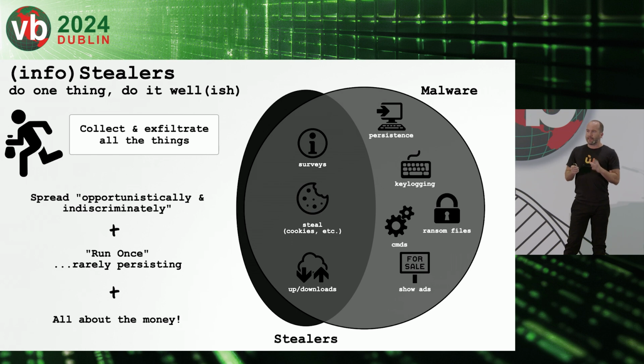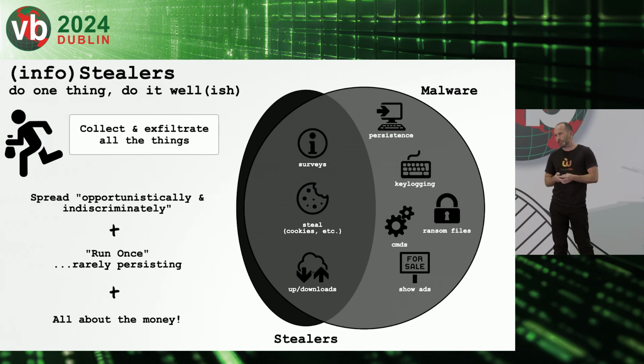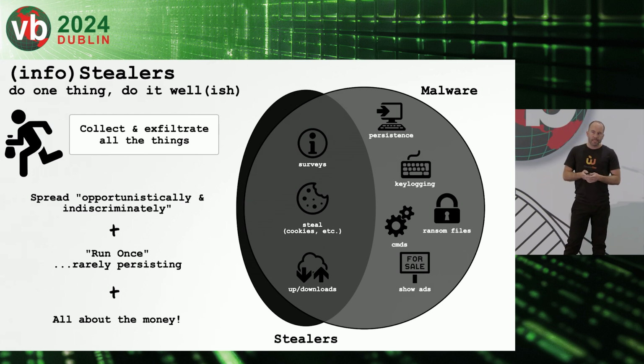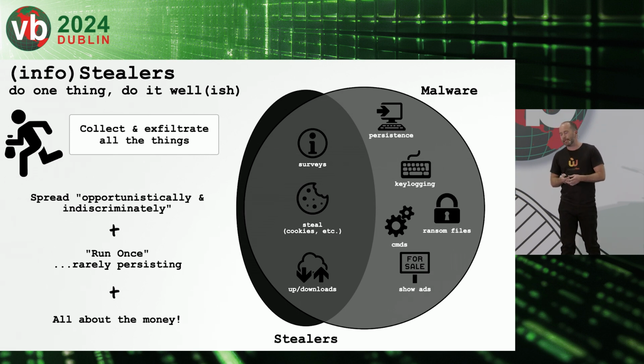A few other interesting things about them that, in my opinion, differentiate them from other malware is the fact that they spread opportunistically and indiscriminately. They're generally not used in targeted attacks. They also run once. They rarely, if ever, persist, which is unusual because most other Mac malware will persist so it can maintain access on a box. And then finally, it's kind of all about money. These stealers are generally about financial gain. So in some ways, there's a lot of overlaps with adware, and as we'll see, these stealers are eclipsing adware in terms of prevalence, and in some cases, it's like stealers are the new adware for macOS.